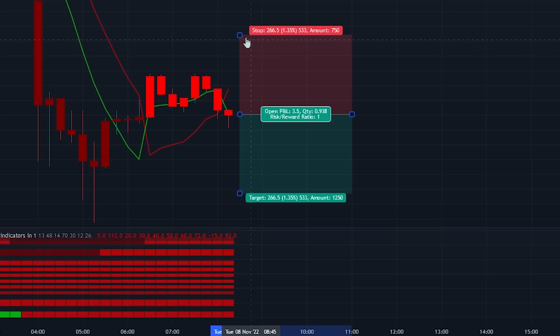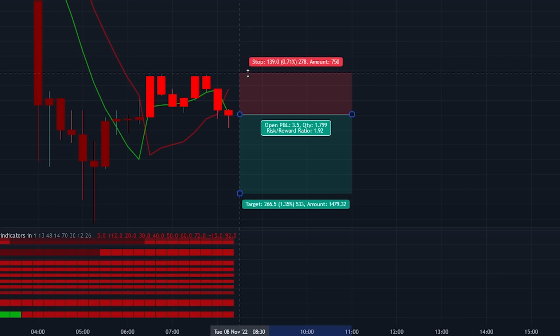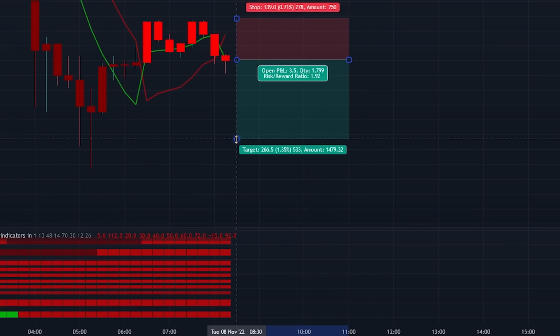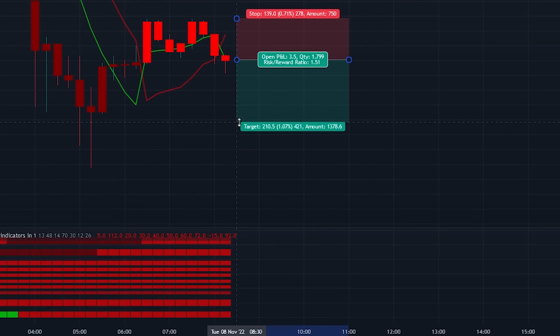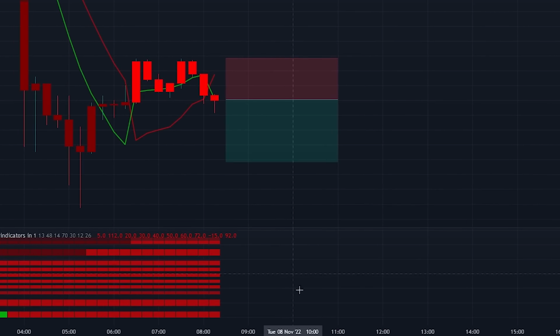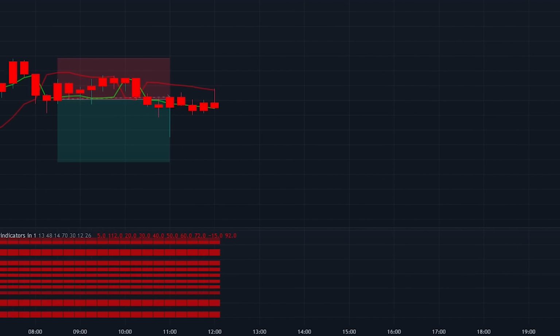The stop loss will be placed at the recent swing high. For the take profit, we will target a 1.5 times risk to reward ratio. Now let's see how the trade plays out.